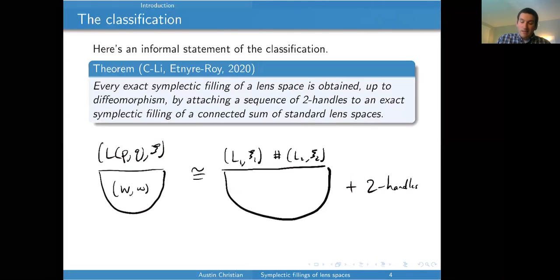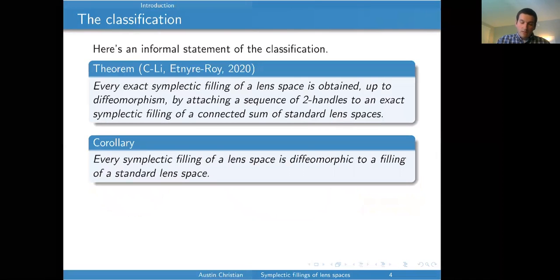So basically the attaching data for these two handles up to diffeomorphism does not care what your contact structure is. And thus, this filling is diffeomorphic to a filling of L(P,Q) with a standard structure. The only data that C gives to this two-handle attachment is at the symplectic level. So up to diffeomorphism, we're good to go. So that's a nice corollary, which basically says this somewhat complicated list of fillings that Lisca gave is in fact all fillings of all Lens spaces up to diffeomorphism.